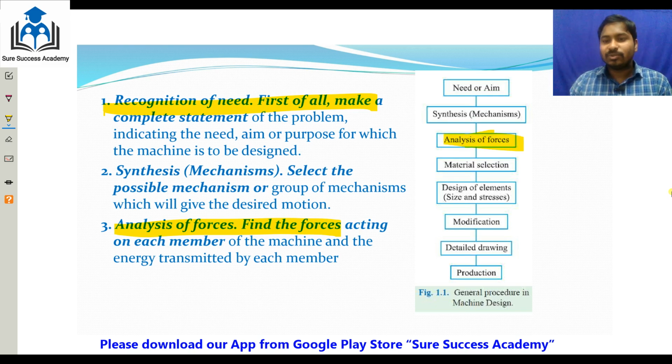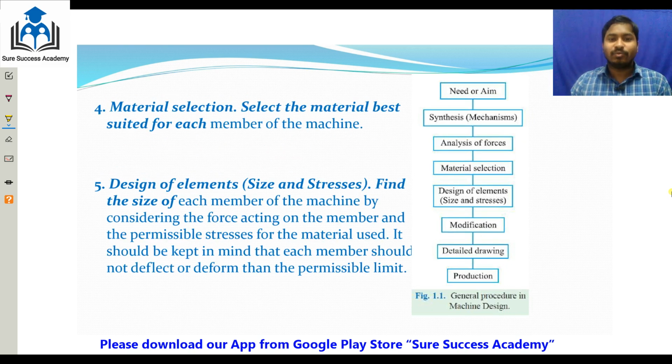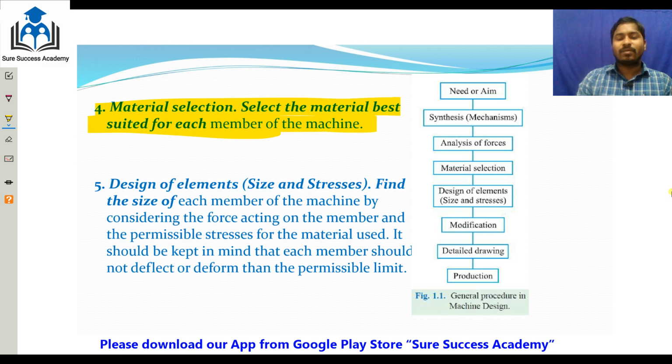Then based on this, you have to do the material selection. You have to select the best material suitable for each member of the machine. So the fourth step is material selection. First, you know the need, you write the aim. Then which mechanism is suitable to fulfill the aim. After that, for each member, you have to calculate how much force is coming. After that, you go to material selection. You have to choose the appropriate material which is suitable for this analysis.